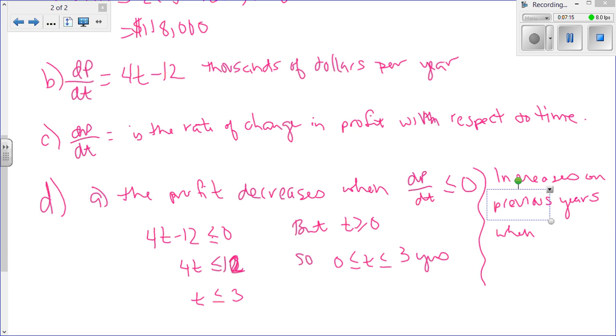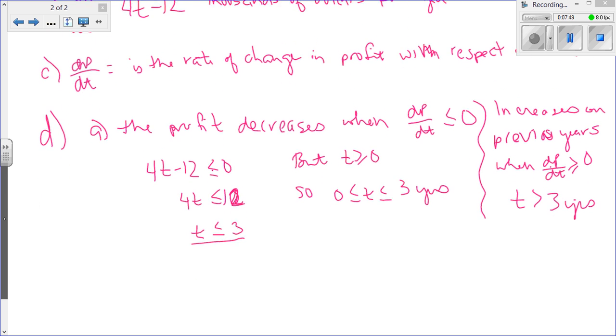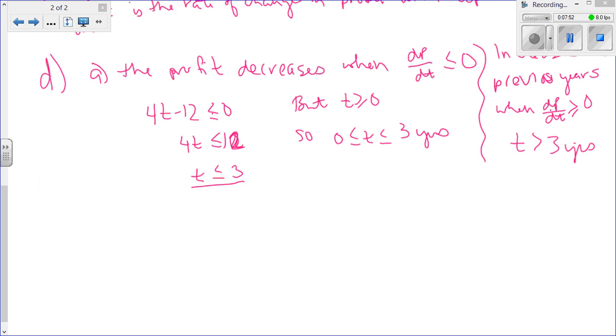when dP/dt is greater than or equal to 0. And in this case, it would have to be when t is greater than 3. It can't be equal to, but it would be greater than 3. Because if we look back to what we solved here, we had t is less than or equal to 3, but time has to be greater than or equal to 0. So between 0 and 3 years, our profits were decreasing. So after the 3-year mark, our profits start to increase. Okay.